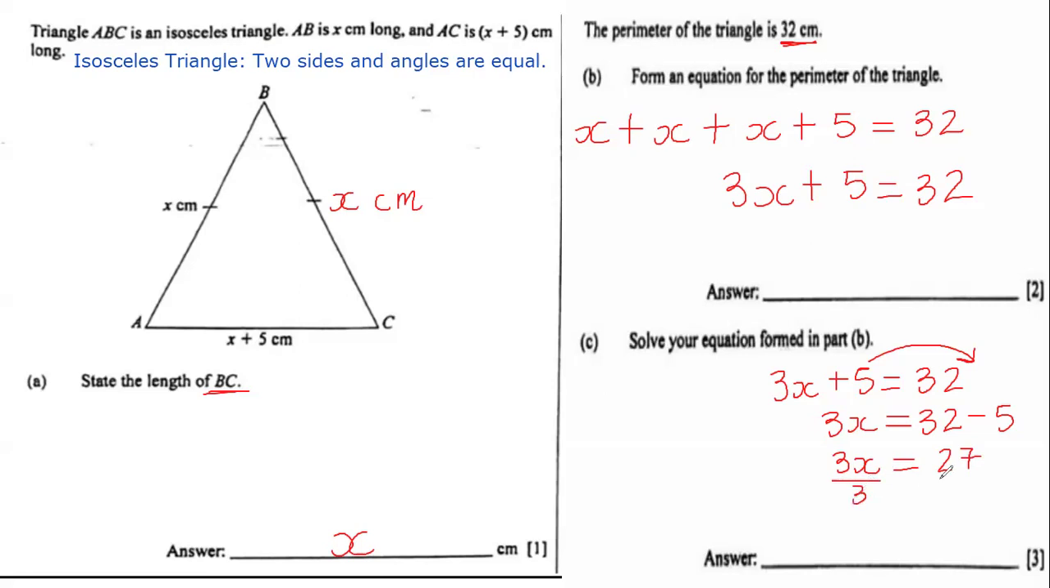So this 3 cancels with that 3. So X is going to be equal to 27 divided by 3, which is what? 9. So X is equal to 9. The final answer is 9. Very good. So X is equal to 9.